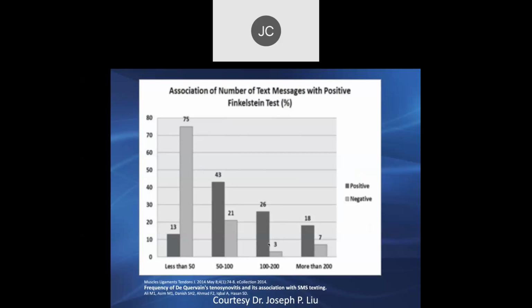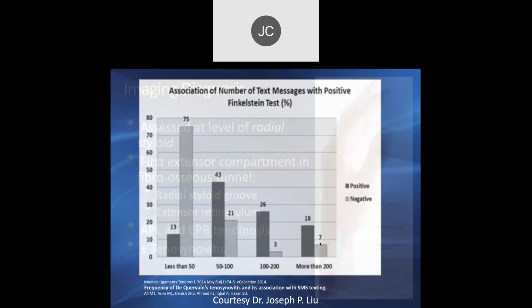They did a study here looking at the association between texting on cell phones and positive Finkelstein test, and you can see that if you have less than 50 texts, it's uncommon to get a positive Finkelstein test, but as you go over 50 to more than 200, the likelihood of getting de Quervain syndrome goes up substantially.